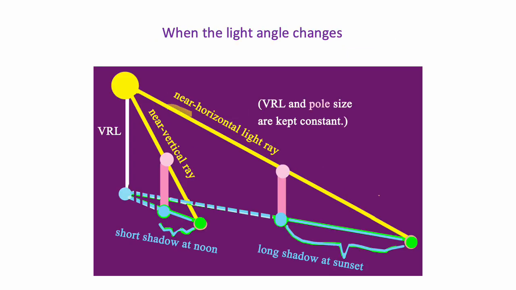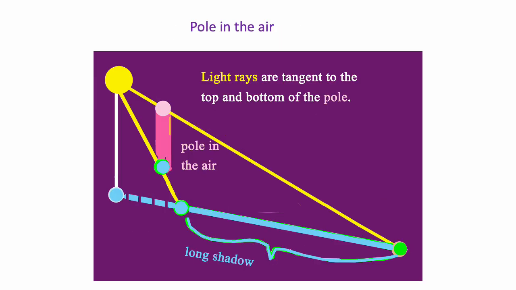If the light ray is nearly horizontal, then we get a long shadow, which is typical of sunset. If instead it's more vertical, then we get a short shadow, which is typical of noontime. If the pole is in the air, then the light is tangent to both the top and the bottom of the pole, and where they meet the shadow line defines the length of the shadow.